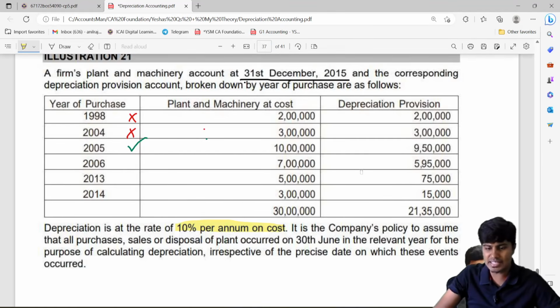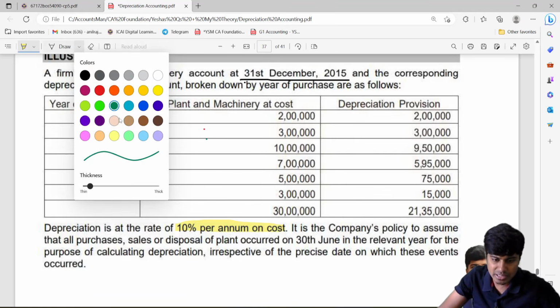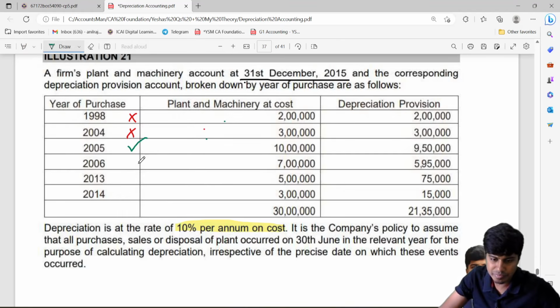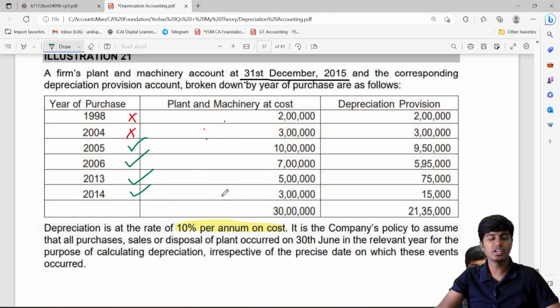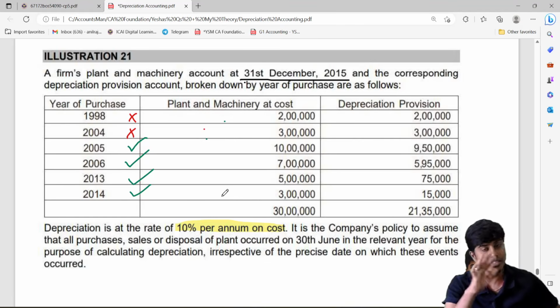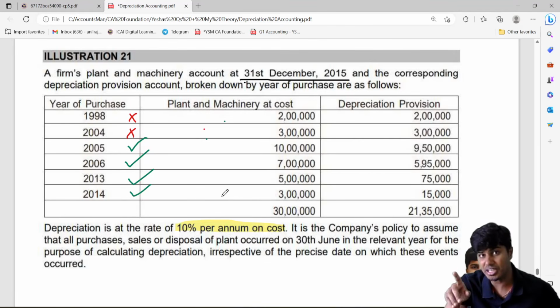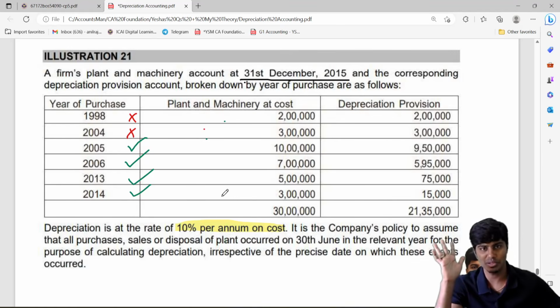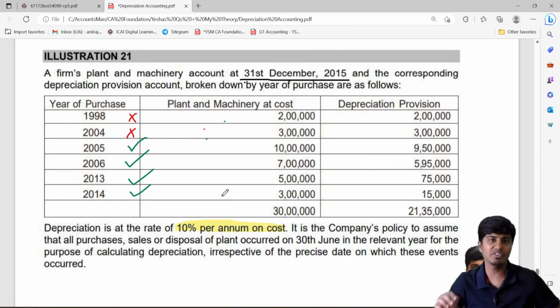And this 2006 asset can be depreciated by 70,000. Still, there will be some value left. And I'll put a tick mark saying that these assets can be depreciated. And so is this asset, which can be depreciated. So is this asset. This can also be depreciated. So three important points: the assets purchased in 1998 and 2004 cannot be depreciated. The asset purchased in 2005 can be depreciated, but not for an amount exceeding 50,000. Technically, if you consider 10% depreciation, we're providing only half year depreciation.